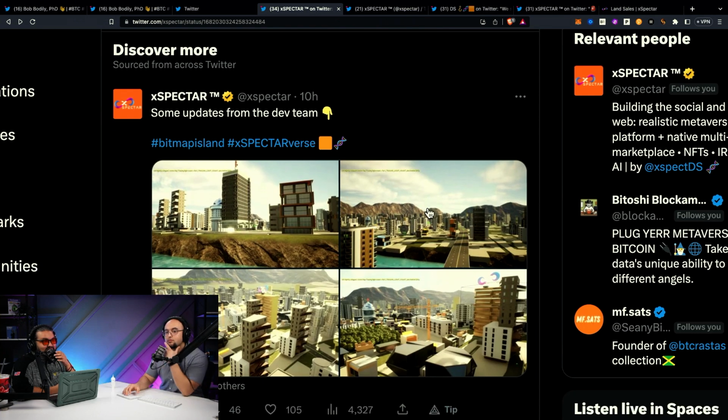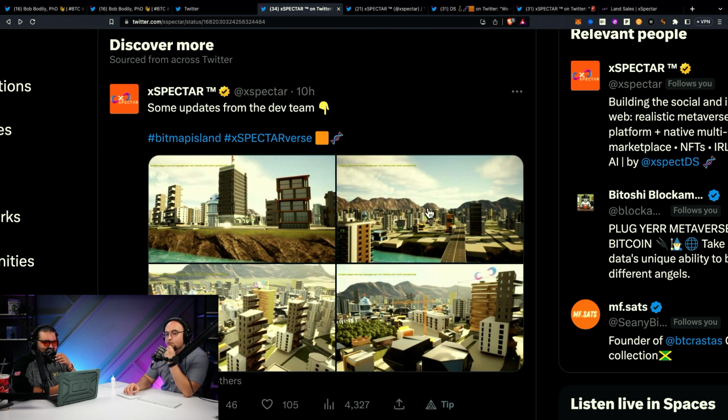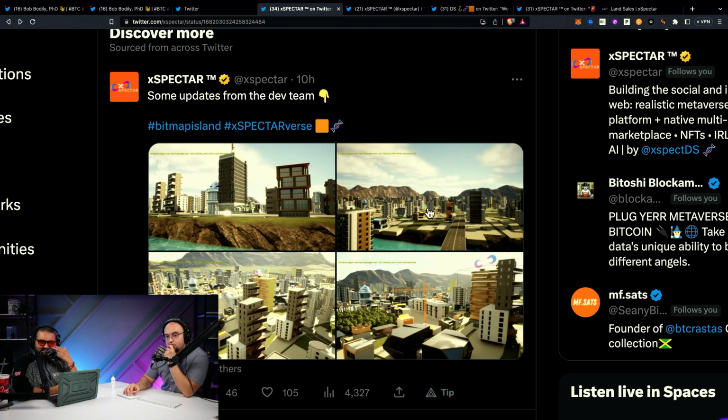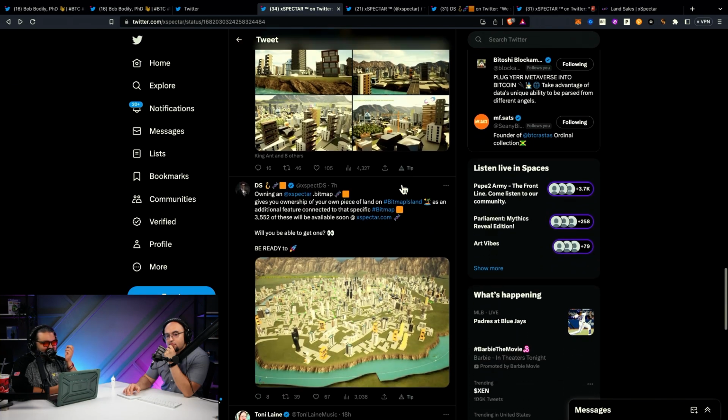Right. So, I guess we did a pretty crappy job of laying out exactly what xSpectre is doing because we were all over the place with the tweets. But I think we got the gist. They're deploying a virtual environment called Bitmap Island, and it looks like this. And they're going to leverage the bitmaps as a land distribution mechanism, right? And none of the things that are innately valuable to the bitmap itself and part of the Bitoshi bitmap theory are actually being applied in this specific scenario, right?